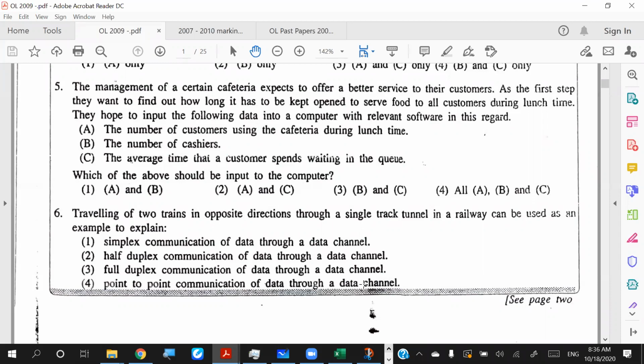It's an advanced thing, but to your syllabus it's only the simplex, half duplex and full duplex. That's all. Point to point communication is not in your syllabus, right? But this particular scenario we can clearly explain it as a half duplex one, right? Lalindi, did you get that?